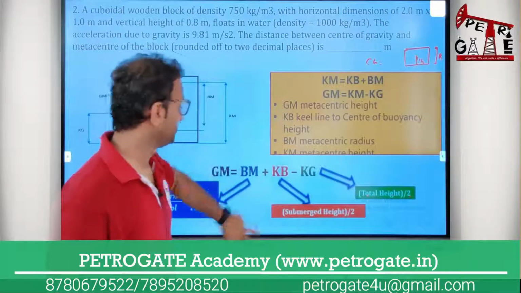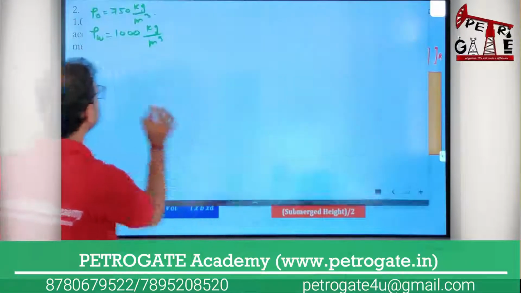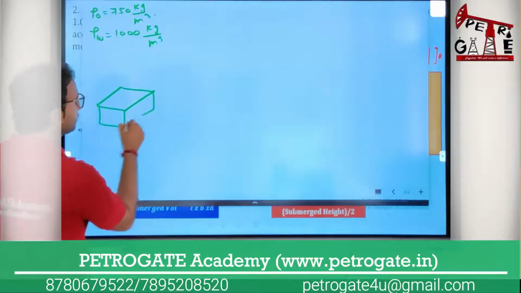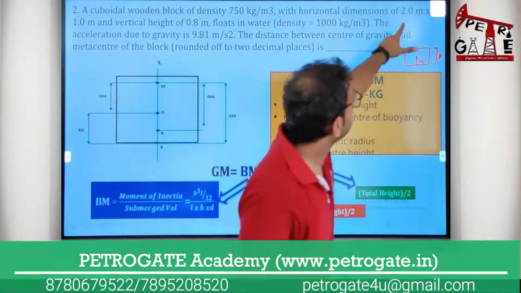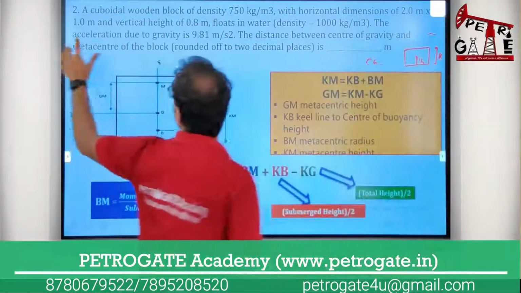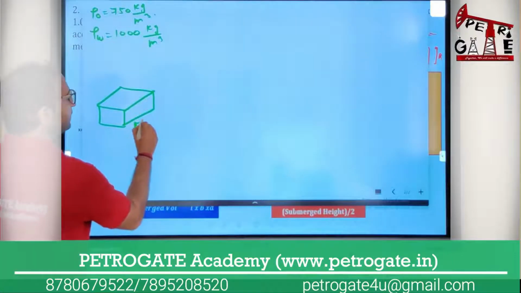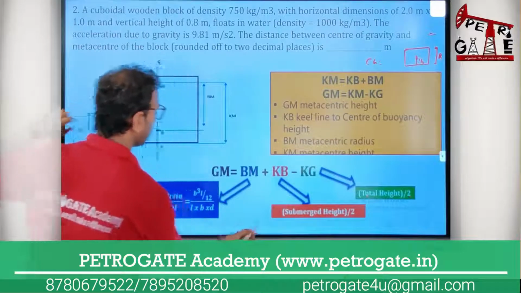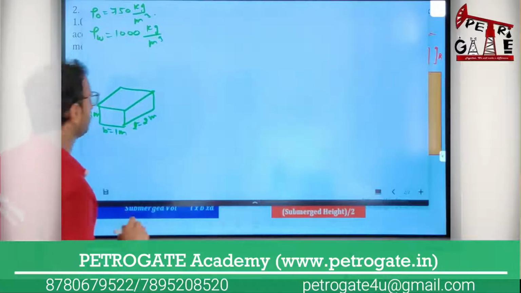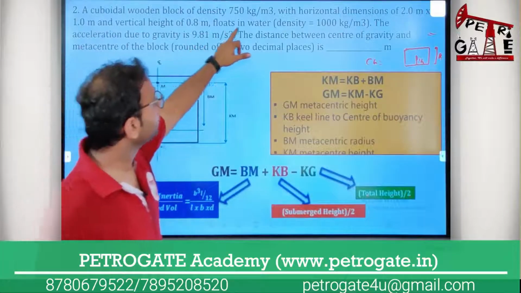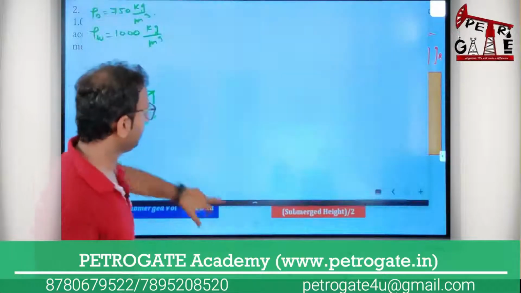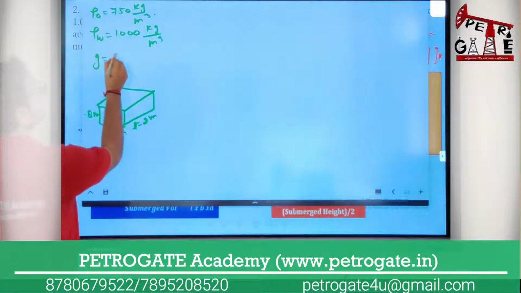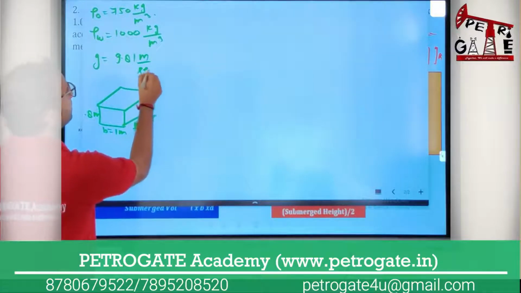With a horizontal dimension, suppose this is your block, you will see. So horizontal dimension, length into breadth, means 2 meter into 1 meter. Length will be 2 meter and breadth will be 1 meter. And the height is also given, I think the vertical height is 0.8 meter. So this dimension is given, no problem. And it floats in water, water density I have written already. And the acceleration due to gravity is 9.81 meter per second square. If it is needed we will use it, if not, I will not write it.